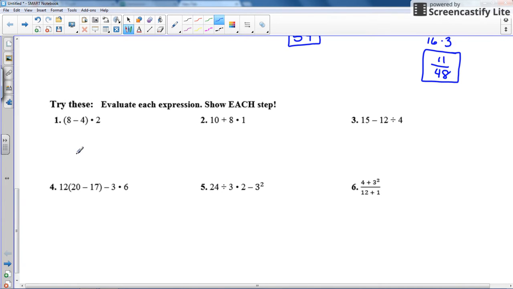The answer for number 1 is 8. The answer for number 2 is 18. Number 3 is 12. Number 4 is 18. Number 5 is 7. And number 6 is 1. If you have questions about how to get any of those, you can ask me tomorrow.